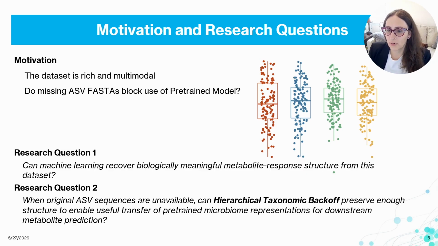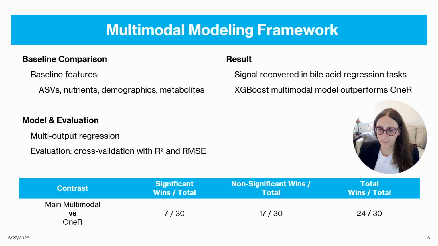First, can machine learning recover biologically meaningful metabolite response patterns from this dataset at all? And second, if the original ASV sequences were missing, could we design an approximate taxonomy-to-model mapping strategy that would still allow us to leverage a pre-trained microbiome language model for meaningful metabolite prediction?